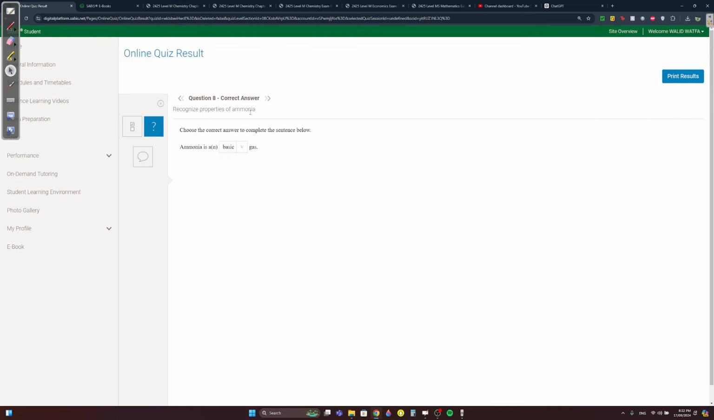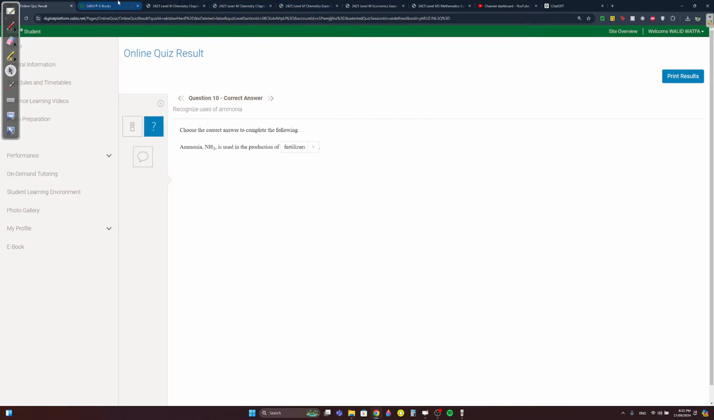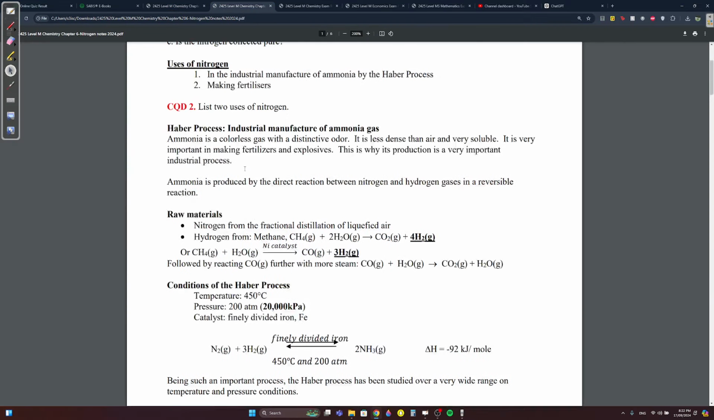Ammonia is a basic gas. We took this in grade 8, grade 9. Ammonia is a base, NH3. It's a weak base. Ammonia NH3 can be dried using CaO. Again, memorize. I don't know what to tell you other than memorize. If you want, you can open the book, but the book will tell you the same thing. Okay? Ammonia, NH3, is used in the production of fertilizers. Okay, again, memorize.